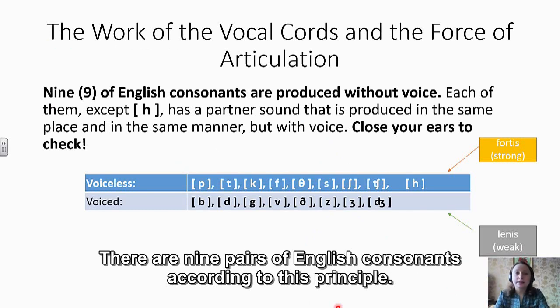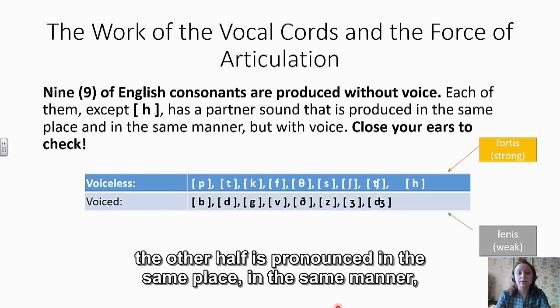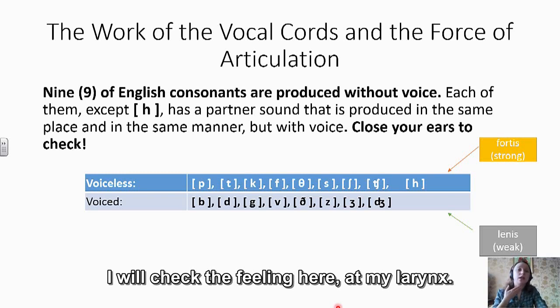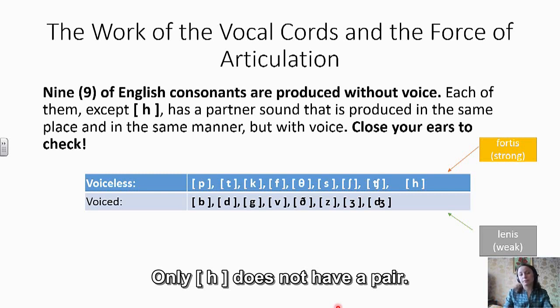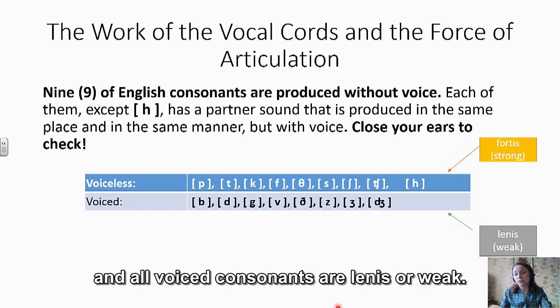The work of the vocal cords and the force of articulation. There are 9 pairs of English consonants according to this principle. Half of them are produced without voice. The other half is pronounced in the same place, in the same manner, but with a voice. In order to understand it, please close your ears. As I cannot close my ears, I will check the feeling here in my larynx. P, B, T, D, K, G, F, V, S, Z, Sh, Z, Ch, J, H. Only H doesn't have a pair. All voiceless consonants are fortis, or strong, and all voiced consonants are lenis, or weak.